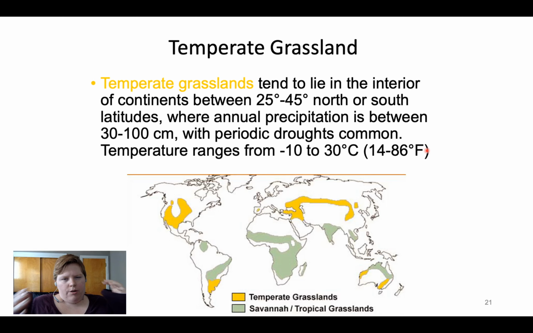So a lot of what used to be prairie, we can call temperate grasslands. So in the Midwest and the western area of the United States on into Texas, lots of really dry grassland areas.